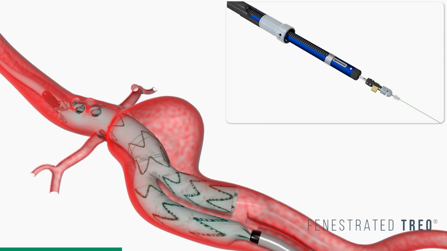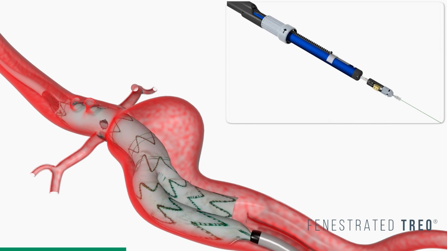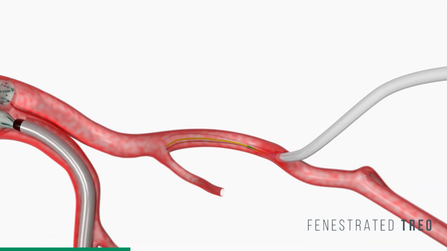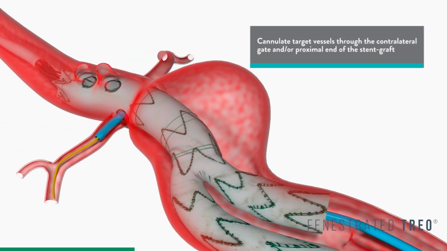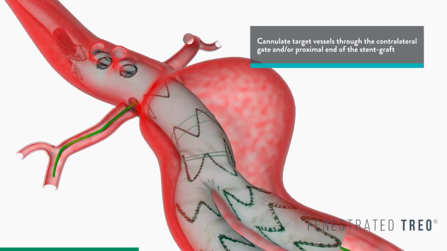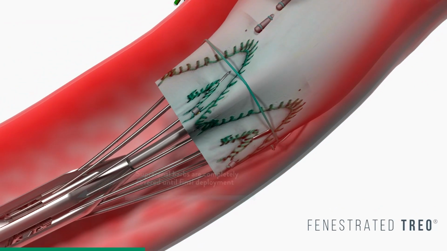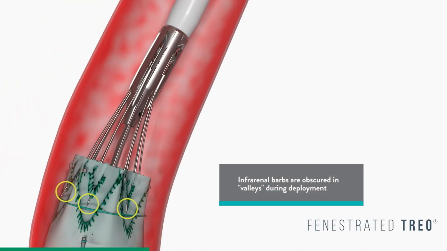At this point in the procedure, Fenestrated Treo can be repositioned a final time as the dual fixation of the system is still constrained. Cannulate target vessels through the contralateral gate and/or proximal end of the stent graft. The suprarenal barbs are completely covered, and the infrarenal barbs are substantially obscured in valleys created by the proximal stent.